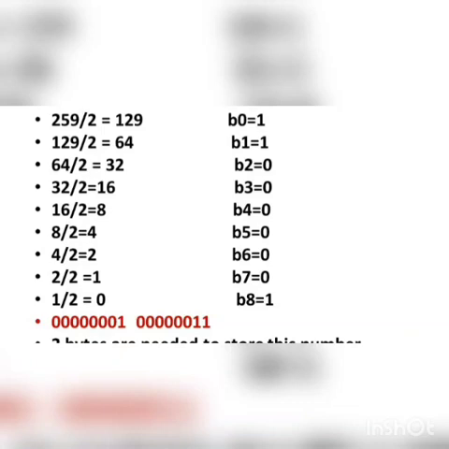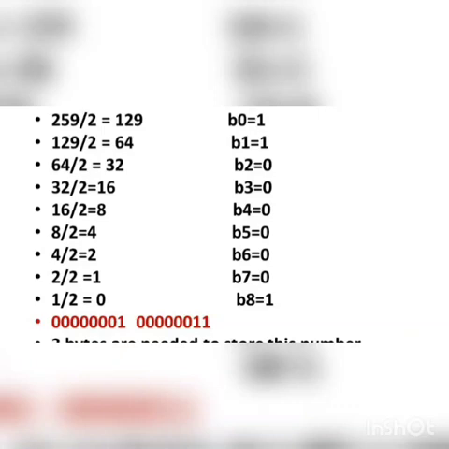Again we divide 8 by 2. The answer becomes 4 and remainder becomes 0. Again we divide 4 by 2. The answer becomes 2, remainder becomes 0. Again we divide 2 by 2. The answer becomes 1, remainder becomes 0. Again we divide 1 by 2. The answer becomes 0, remainder becomes 1.